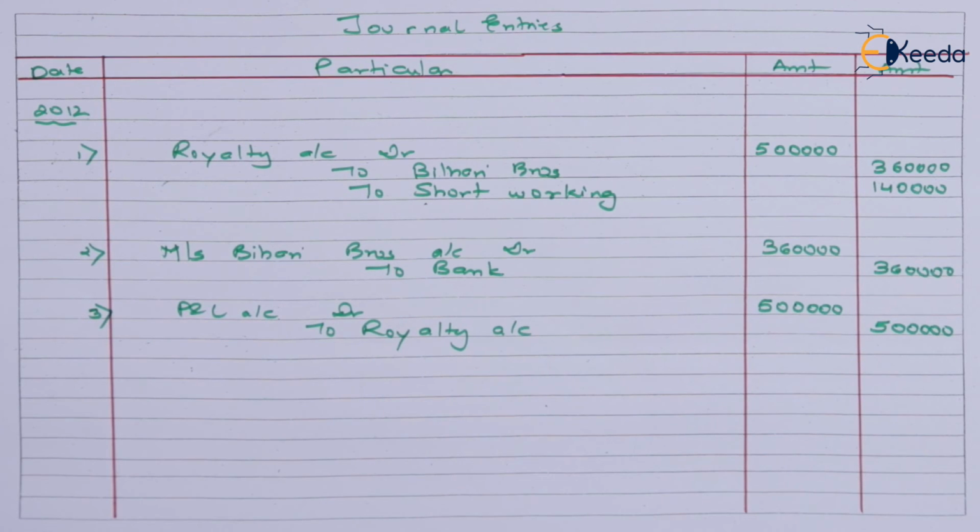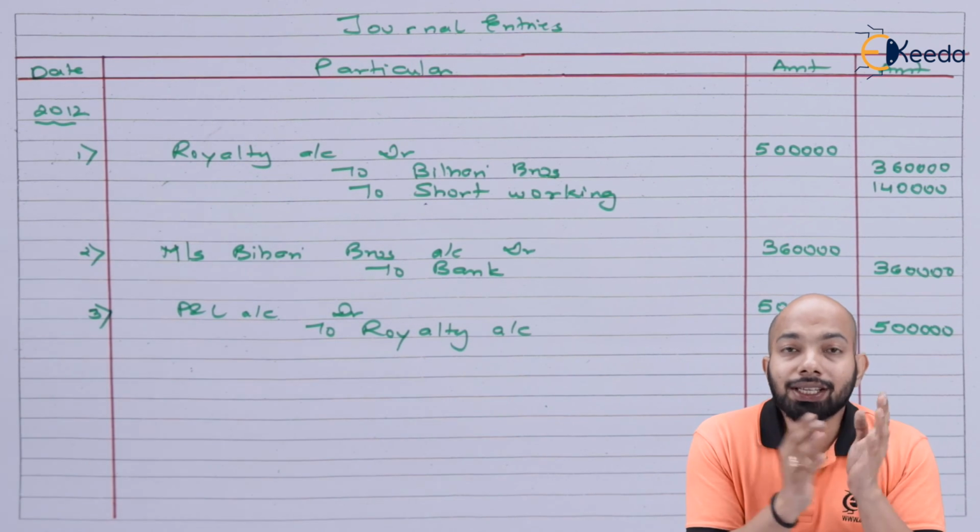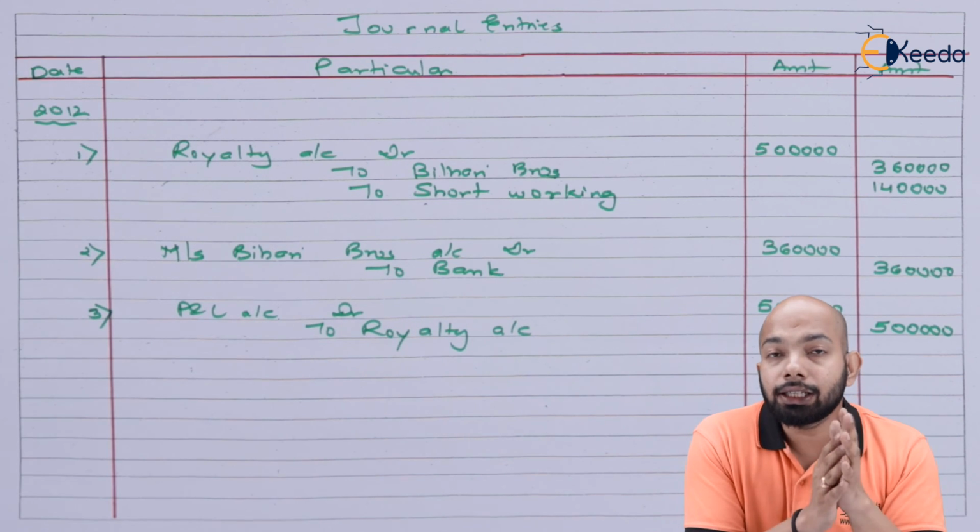So the last entry that we have made here is profit and loss account debit to royalties account, that is transferring of royalty to profit and loss account amounting to rupees 5 lakh. And this marks the closure of this specific illustration where we have transferred all the entries with the calculation done to the lessee's account with all the journal entries in it. So this is how we solved examples related to lessee.